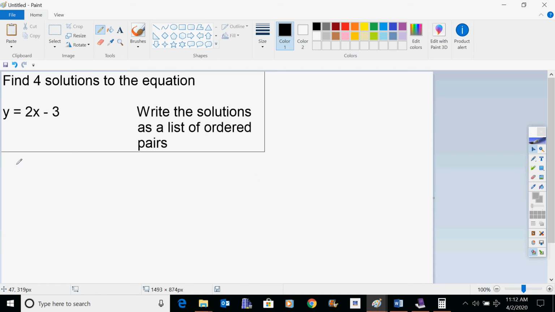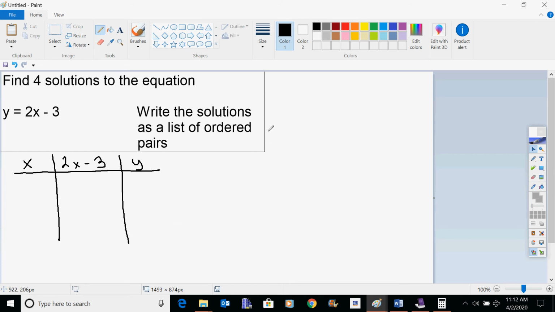So how do we do that? Well, we're going to set up a chart. We're going to do x values. I'm going to make another section of the chart with what we're trying to find, 2x minus 3, so I can keep track of what's happening. And then finally the y value.